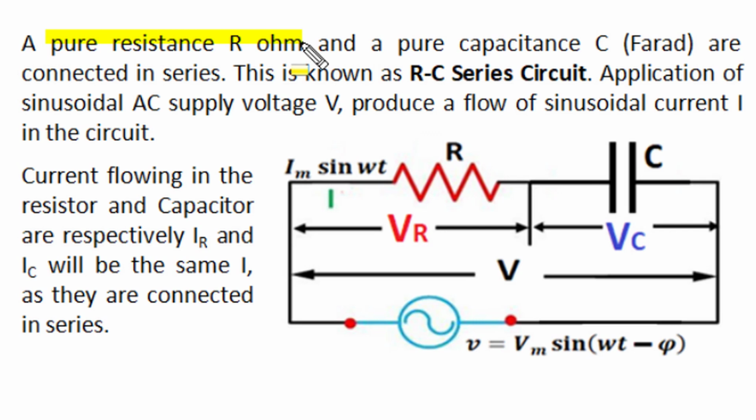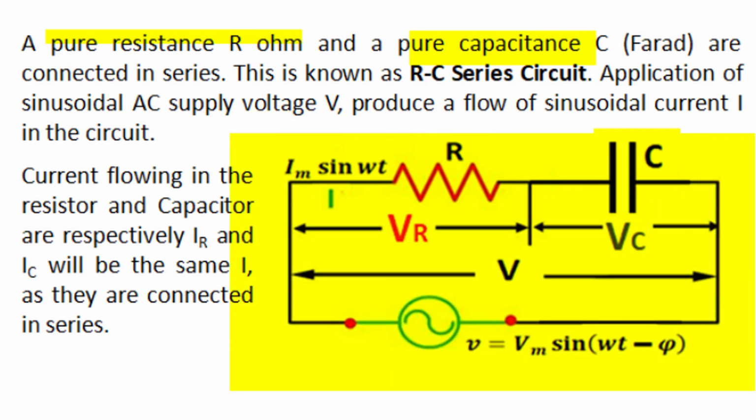A pure resistance of R ohm and a pure capacitor of C farad are connected in series to a sinusoidal alternating voltage. Now this circuit is known as RC series circuit in AC supply. When we apply sinusoidal alternating voltage, a sinusoidal alternating current of same frequency but leading voltage by a certain phase angle will flow in this RC circuit.